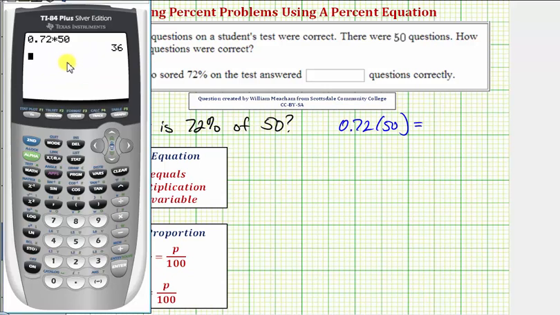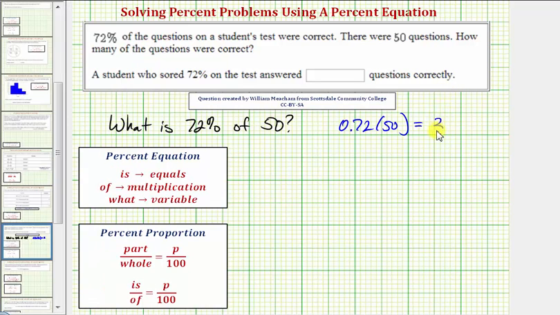Notice 0.72 times 50 is equal to 36. And therefore, if a student scored 72% on a test with 50 questions, the student answered 36 questions correctly. Now let's also answer this question using the percent equation and the percent proportion.